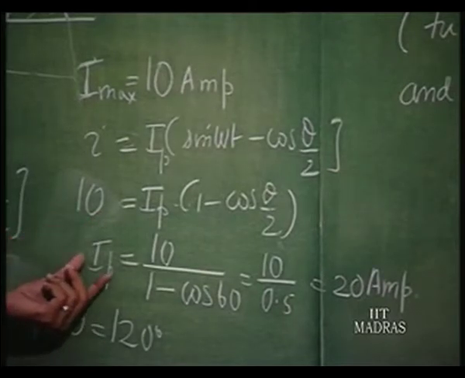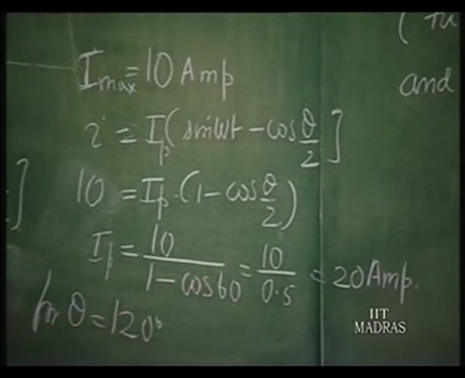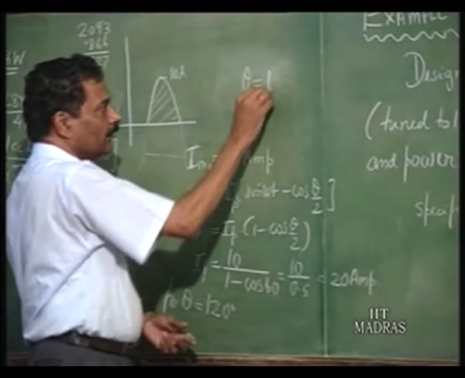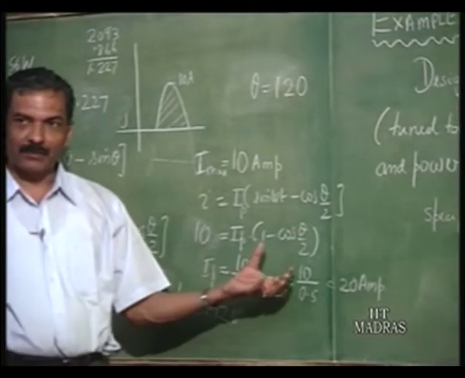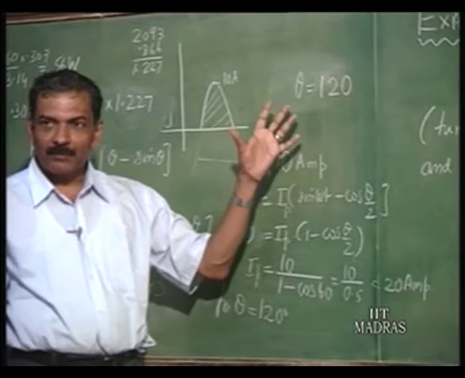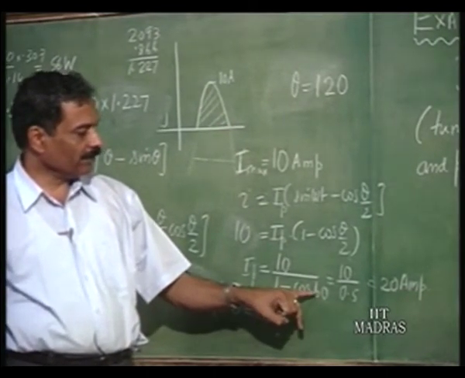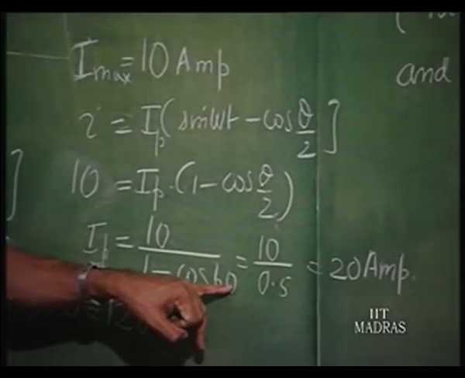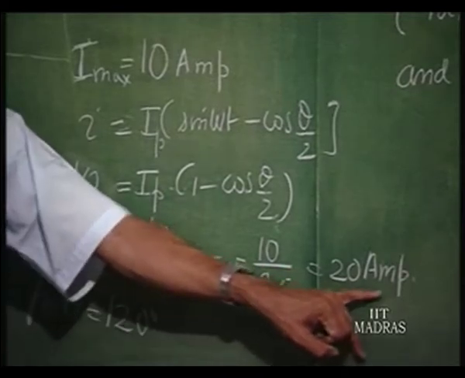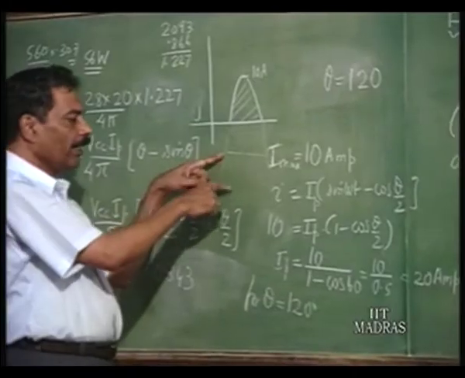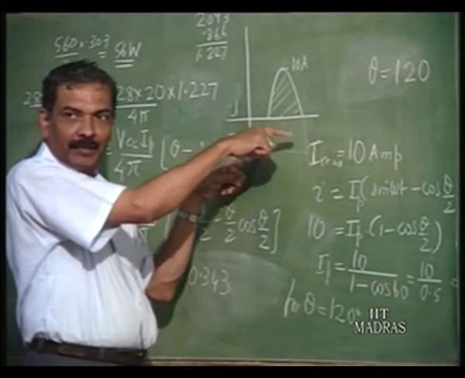So, I p will be 10 by 1 minus cos. Now, theta is to be fixed. Let us take a theta typical angle of 120 degrees. This is for ease of calculation only, for demonstration we are doing. This is around typically 120 degrees. So, cos theta by 2 is cos 60, which is sin 30, which is half. So, 10 by 0.5, which is 20 amperes. What it means is this is a part of a sine wave whose peak current is 20 amperes.